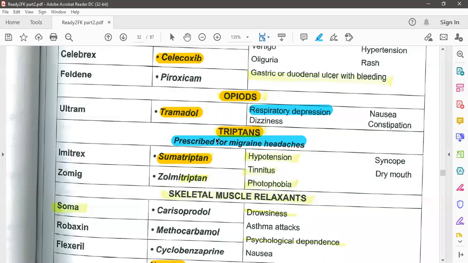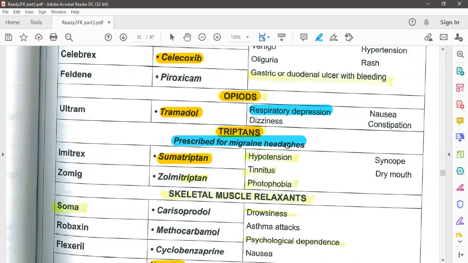So a drug called triptan. Triptan is TCA, tricyclic antidepressant, but triptan has properties we can use as an analgesic as well. Like sumatriptan, commonly used for migraine type of headache. So triptan or sumatriptan is prescribed to reduce or remove the migraine type of headache.